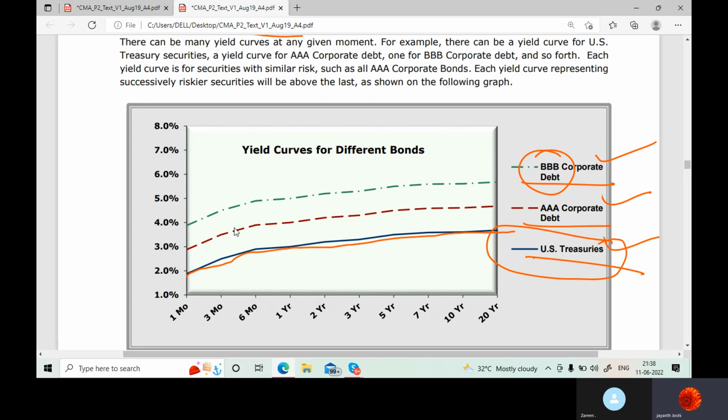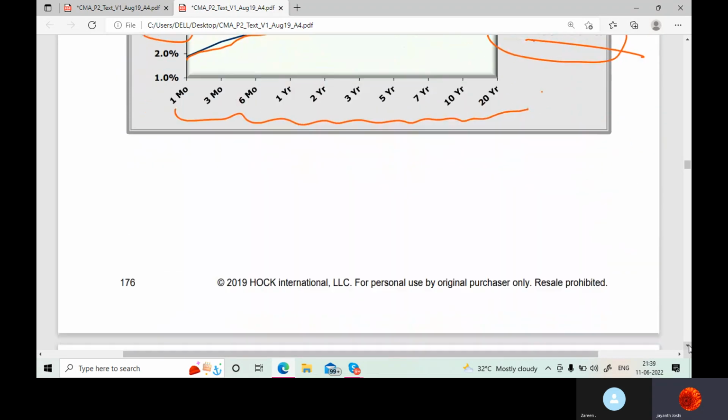sloping. Why? Because as we go down the line to a higher period of time, the maturity period increases, we expect more returns, more yield, because our money is with the borrower for a long period of time. But the AAA corporate bond starts from here because of higher risk, and the BBB curve starts from here with still higher risk. But all are showing the same kind of behavior. They're going upwards.